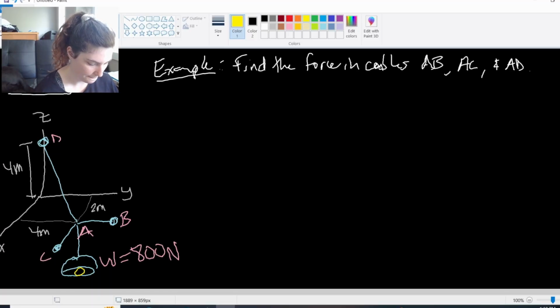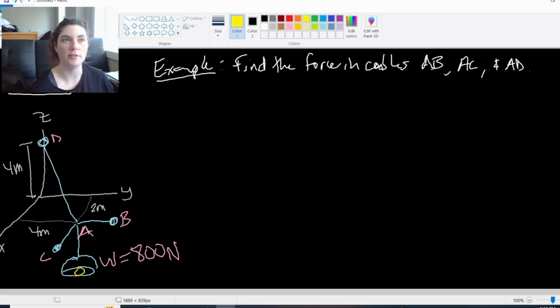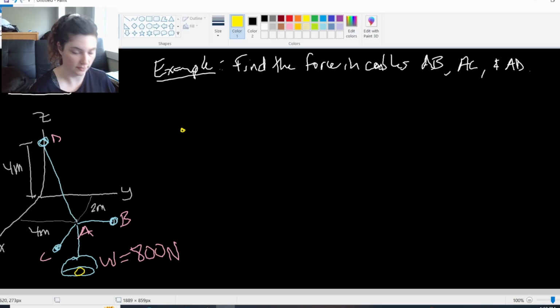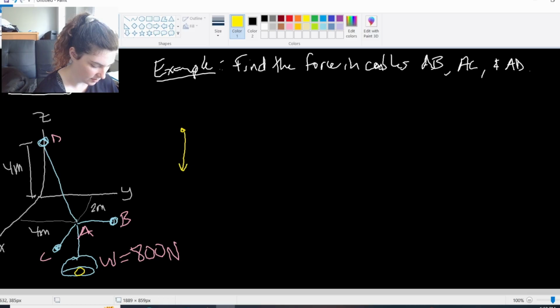So we've got our three equilibrium equations, and before we can set those up, we need to have our free body diagram, which here I'm going to draw at point A, because that point captures all three of my cable forces as well as my weight force. If I draw my free body diagram here, I have the weight of my lamp pointing straight down in the z direction, and I'm given this one, right? My weight is 800 newtons.